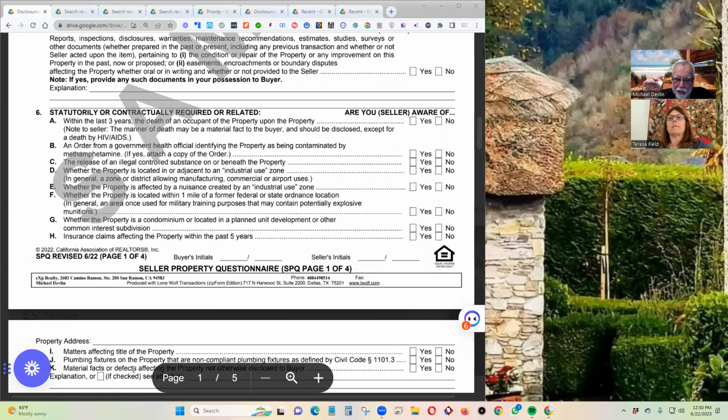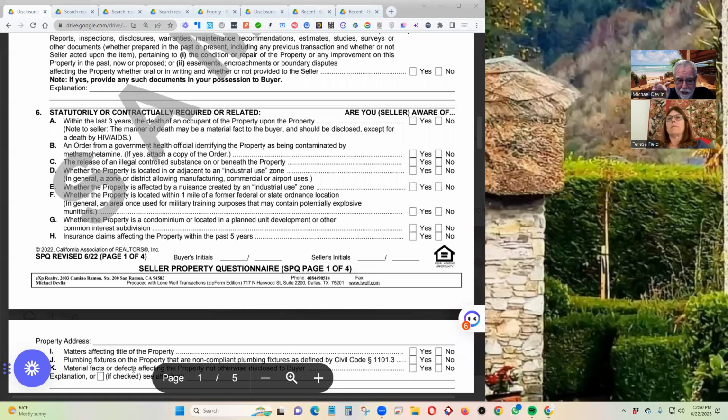Now, a natural hazard disclosure company like Disclosure Source would give you a report that would also answer these questions. But what we're asking here, does the seller know if it is or it isn't? Right? Does the seller know? And if the seller's read the NHD report, they might say, well, now I know. But anyhow, you get the idea.